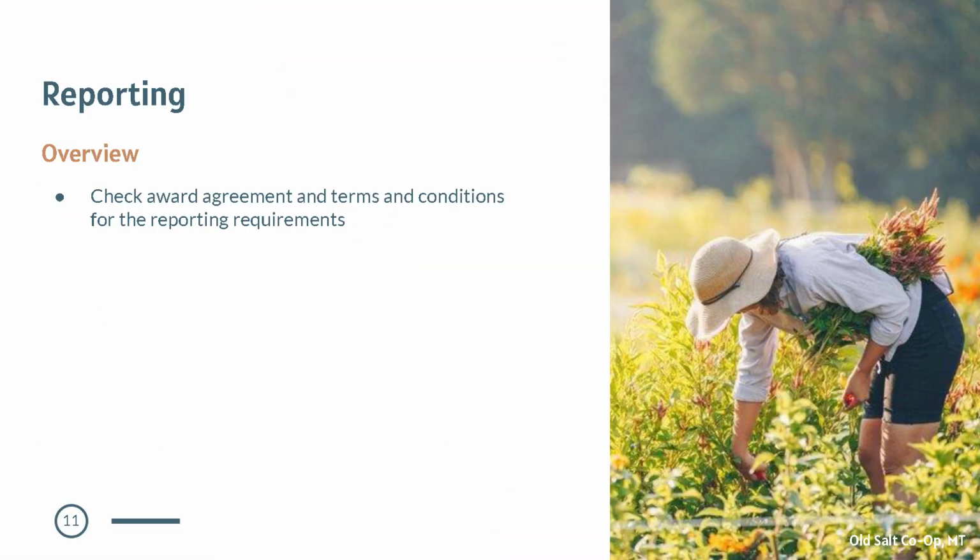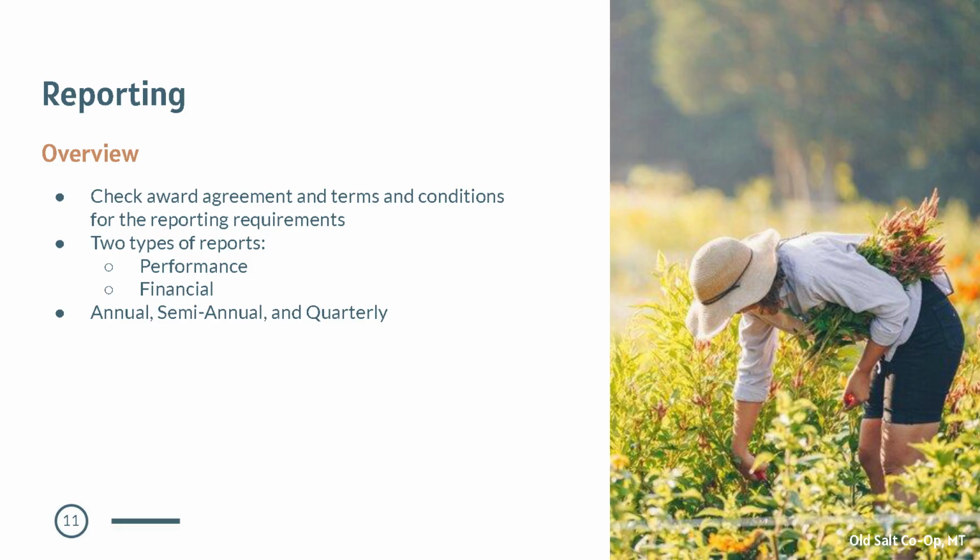Your award agreement will include important details about your reporting requirements. There are two main types of reports you'll need to submit: performance reports, which cover your project's deliverables and activities, and financial reports, which track your budget and expenses. For both types of reports, you'll typically submit them either annually or semi-annually, plus a final report once your grant is complete. Sometimes the exact reporting deadlines aren't clearly stated, so it's a good idea to confirm with your grant officer the specific due dates and the performance period for each reporting cycle.